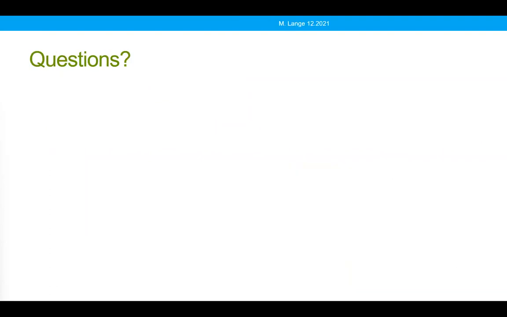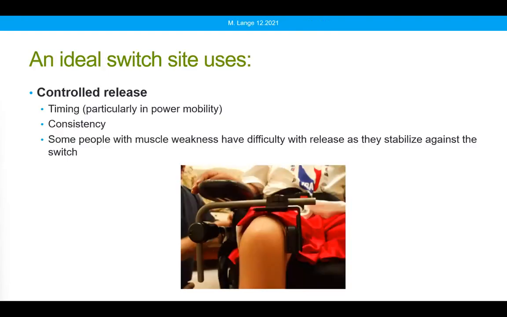All right, let's take a moment here for some questions. Jennifer has said, what mount is used for this switch?